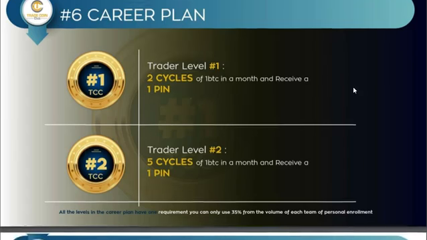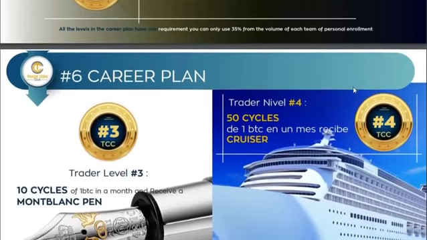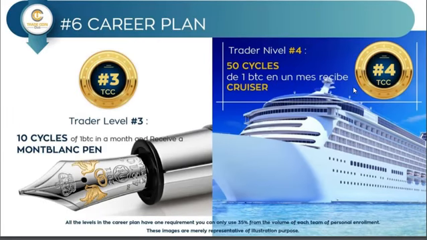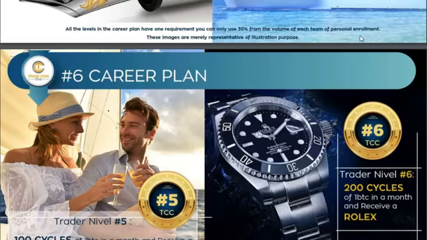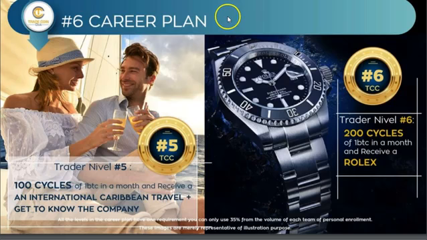And let's go ahead and scroll down to the career plan. Okay. When you get 10 cycles of 1 Bitcoin in a month, you'll receive a Mont Blanc pen, you guys. I heard these pens are really sexy to write with. When you do 50 cycles, you will get a nice cruise, you guys. All right. Now, career plan number 6. When you have 100 cycles, you are going to be on an international Caribbean travel, and you get to know the company, you guys. Okay. When you have 200 cycles, you're going to get a nice, sexy Rolex.